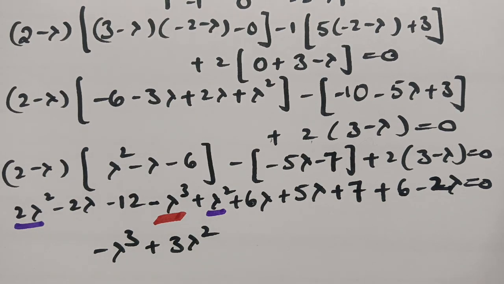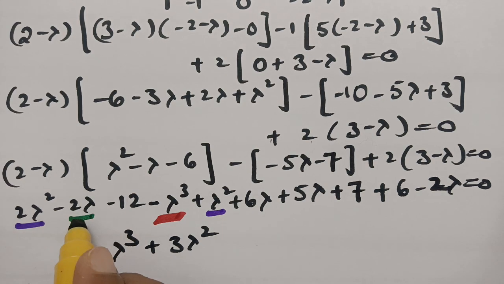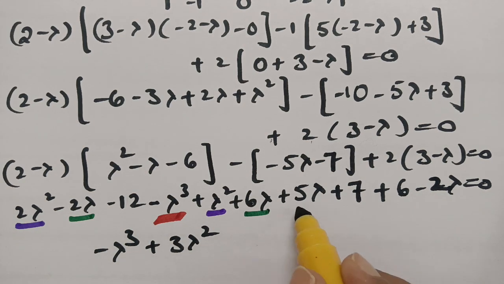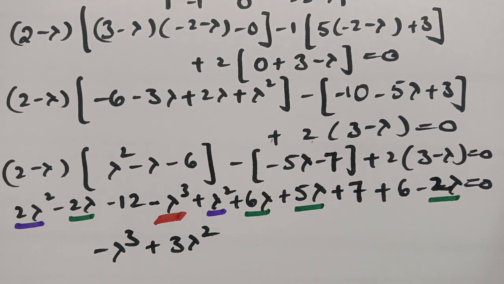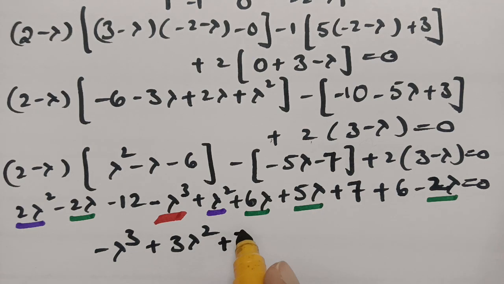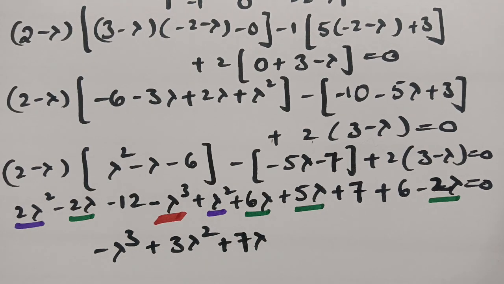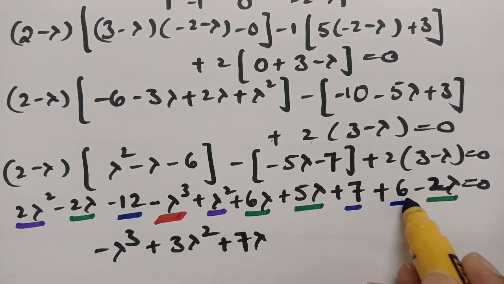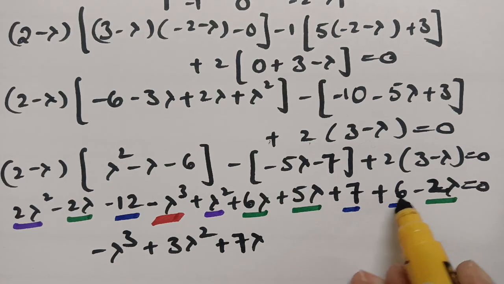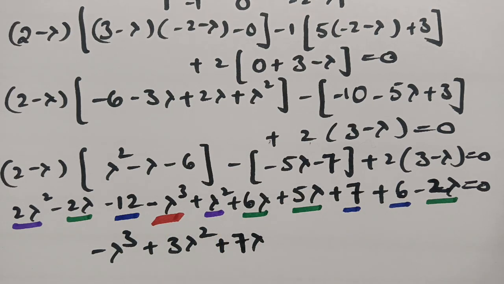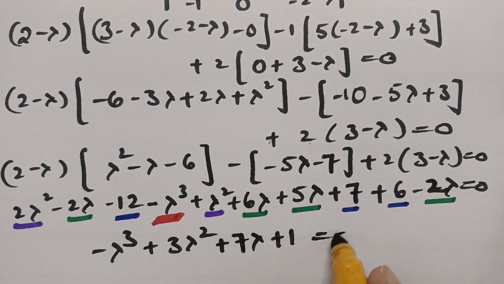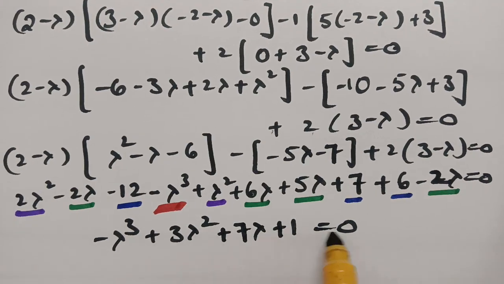Clear? And the next one, if I go with the lambda coefficients, this is 2 lambda. So if I go like this, this is lambda and this is lambda. See, if I add all this, that is 6 minus 2 is 4. 4 plus 5, 9. 9 minus 2 is 7. So this will be plus 7 lambda. Clear? This will be 7 lambda, and if you observe this one, constants remained. So this is minus 12 plus 7 plus 3. Clear? So this is 13 minus 12 is plus 1. So this will be our characteristic equation.